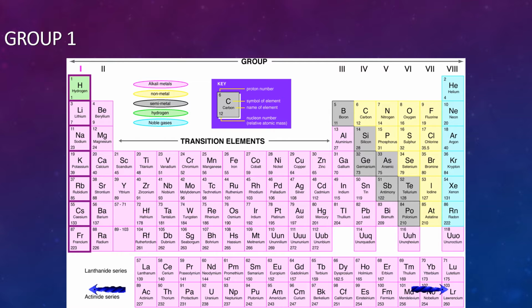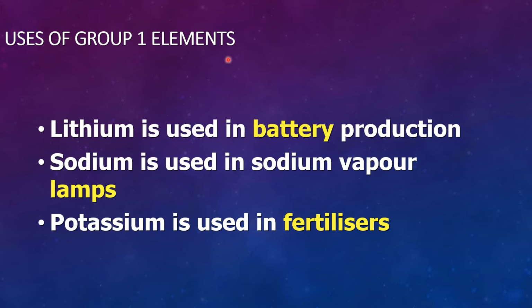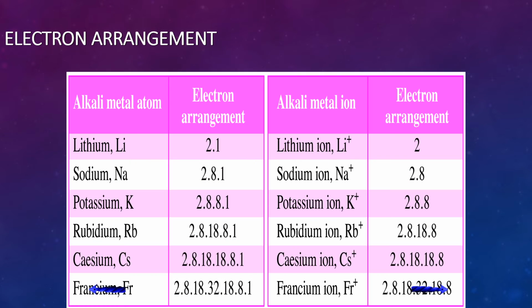be discussed. Okay, we have lithium Li, sodium Na, potassium K, and rubidium Rb. Cesium is Cs and francium is Fr. So all these metals are known as alkali metals. These are metals, okay? Uses of group 1 elements. Lithium is used in battery production. Sodium is used in sodium vapor lamps, and potassium is used in fertilizers.